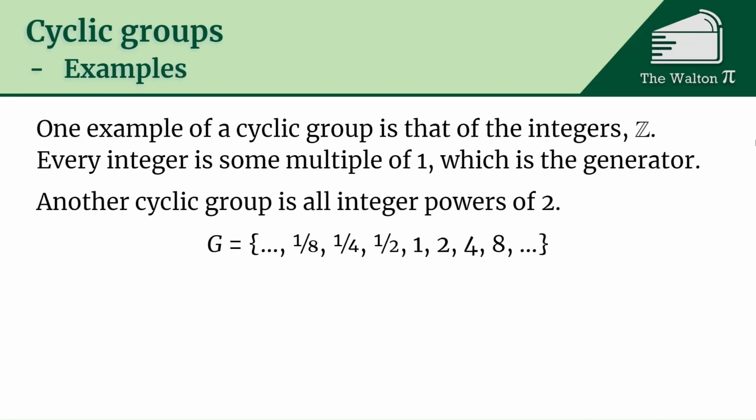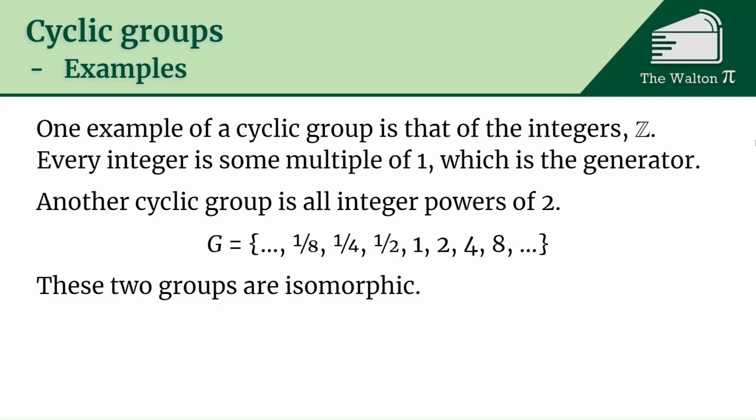Another cyclic group is going to be all integer powers of 2. So ... 1/8, 1/4, 1/2, 1, 2, 4, 8, 16, 32, and so on. That is a multiplicative group, and it's going to be a cyclic group, because here everything is generated by 2. We have 2 to the 1 is 2, 2 to the 2 is 4, 2 to the 3 is 8, 2 to the 0 is 1, 2 to the minus 1 is 1/2, and so on.